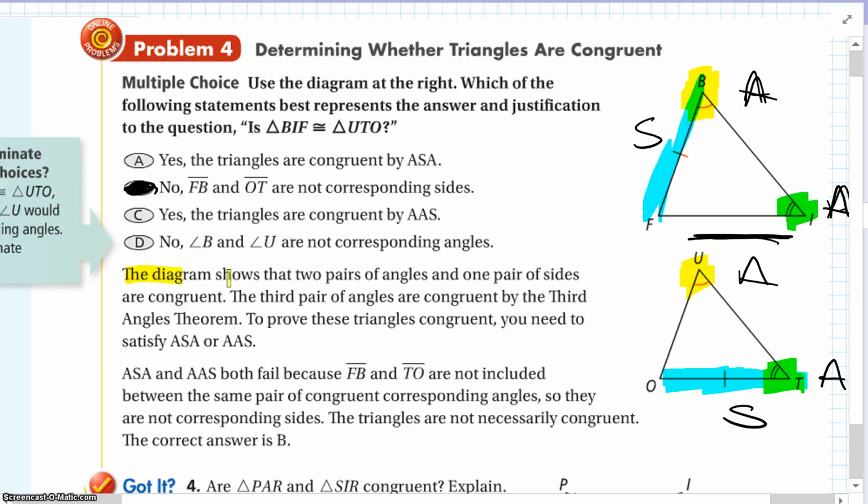The diagram shows that two pairs of angles and one pair of sides are congruent. The third pair of angles are congruent by the third angle theorem. But we can't prove congruency because of angle, angle, side. They both fail because BF and TO are not included between the same pair of congruent angles, so they are not corresponding. The correct answer is B.